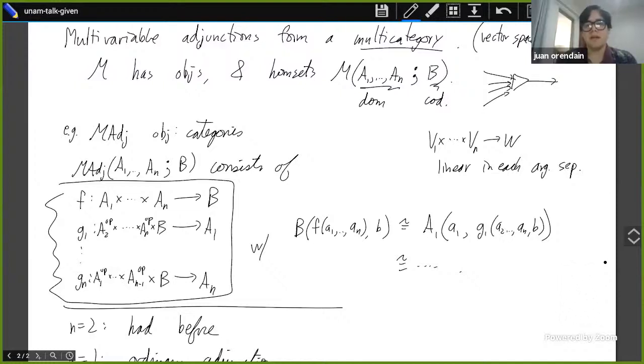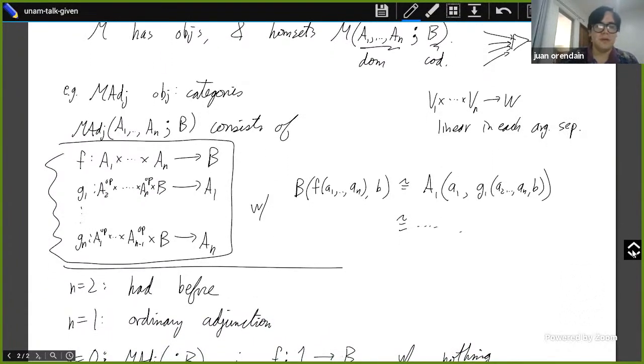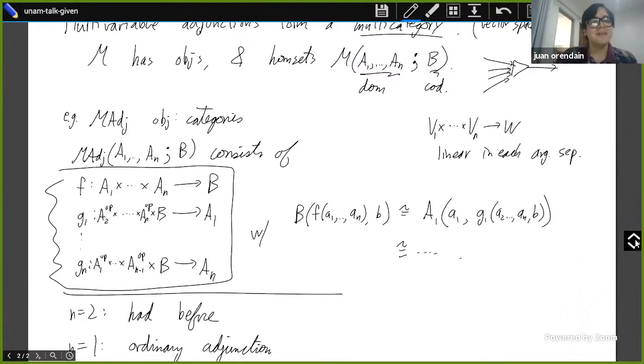Yeah, and there's another question. In the definition, the B can be replaced by one of the A's, by one of the A_i's, I guess. And well, I guess the answer is yes. I don't know.